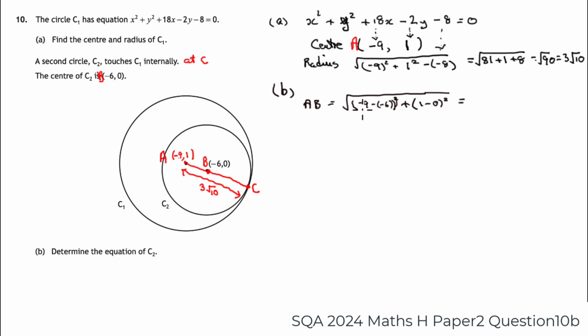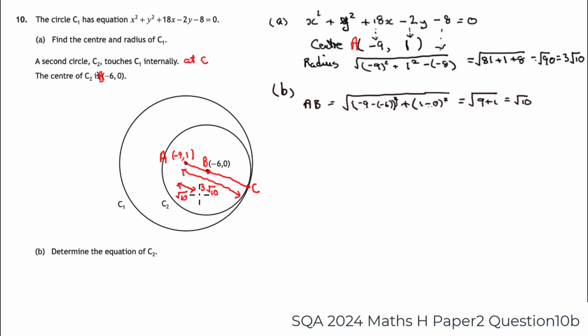So what have we got? We've got -9 plus 6. That's -3. When we square that, we get 9. And 1 minus 0 is 1. 1 squared is 1. So we get root 10 for this distance here. Let's put that on. In there, from A to B, we've got root 10.